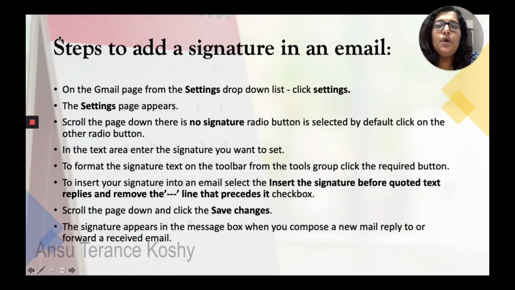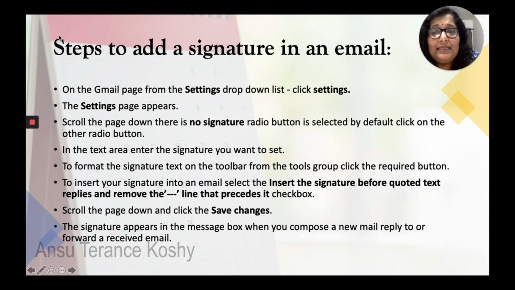Next, we now need to talk about steps to add a signature in an email. On the Gmail page, from the settings drop down list, click settings. The first step is you need to click the settings. The settings page appears. When you click on settings, the page appears. Scroll the page down. There is no signature radio button selected by default. Click on the other radio button. That is, when you open, you will see that no signature is being put as default. You need to click on it, make it on in order to add your signature into it.